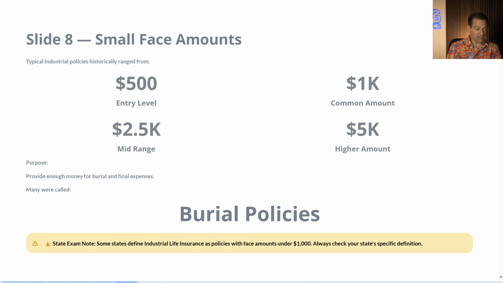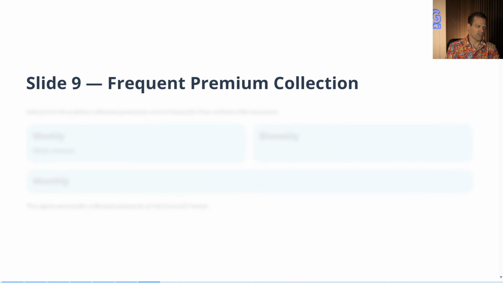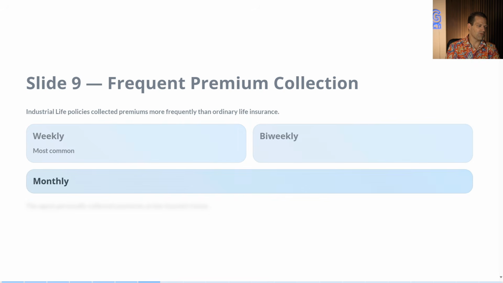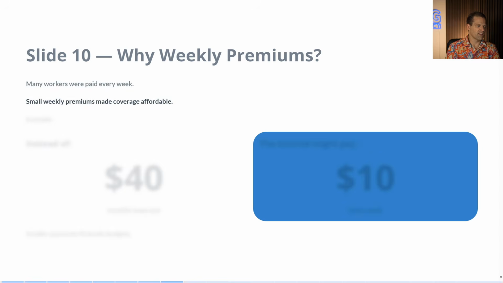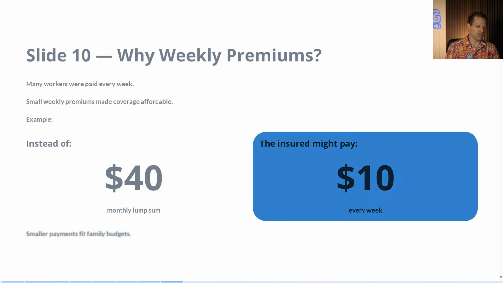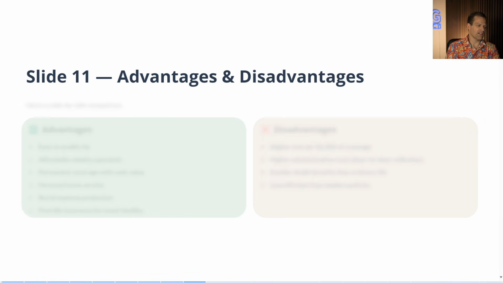Now some states define industrial life policies as face amounts under $1,000. So just make sure as you go through your state exam prep course that you answer it in the way that the state specific course suggested. So there's frequent premium collection, weekly, biweekly, monthly, and the agent would just pop in over at the person's house. And again, it was paid weekly because it was just more affordable for people on a fixed income.